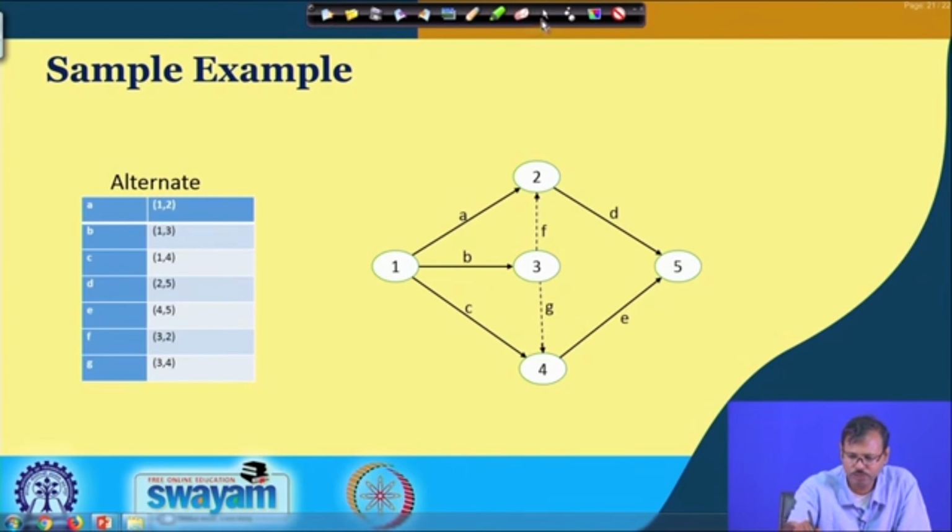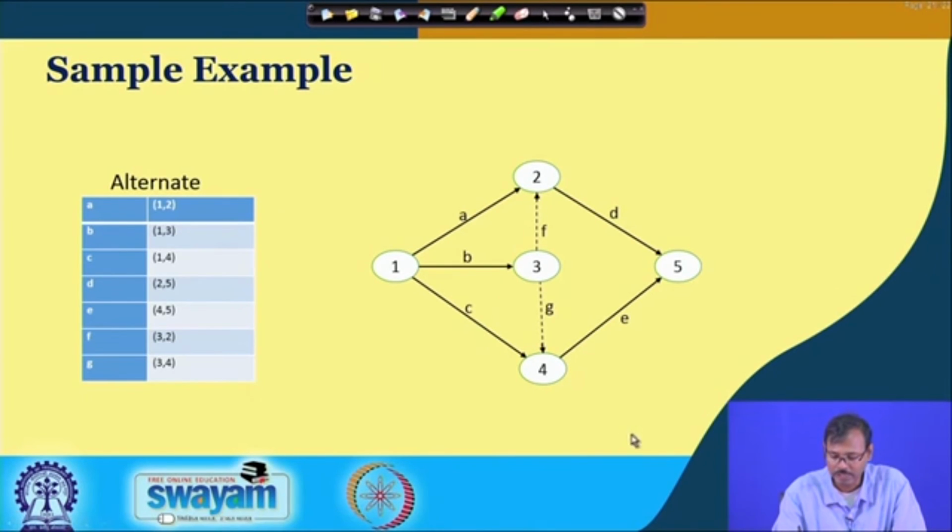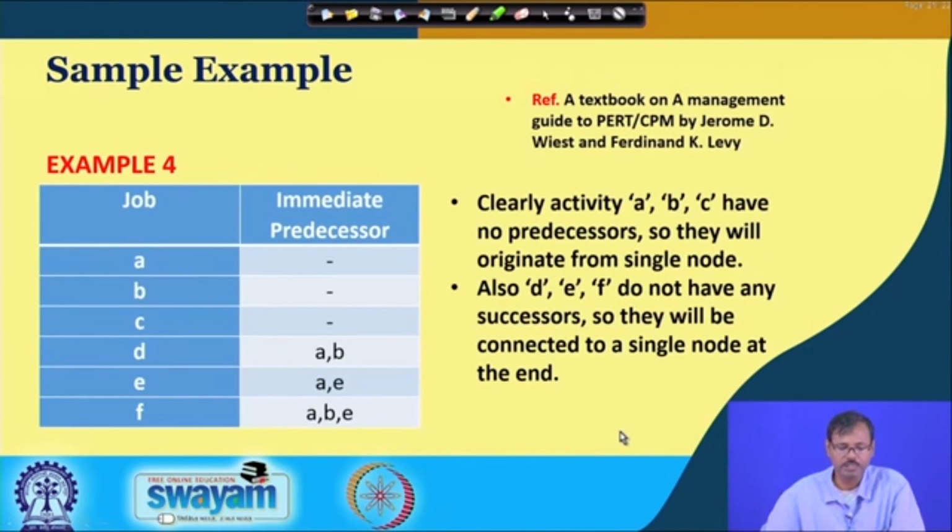So, basically when we are carrying out this network analysis in a computer system, we in general represent a job or arrow by its alternate. That means, in computerized time you are calling it an array. In that array you basically present the jobs or activities.